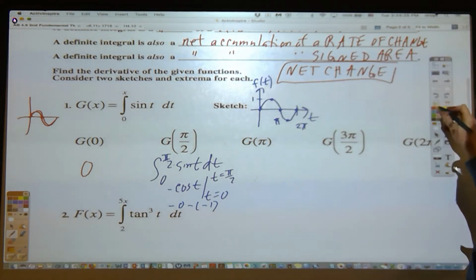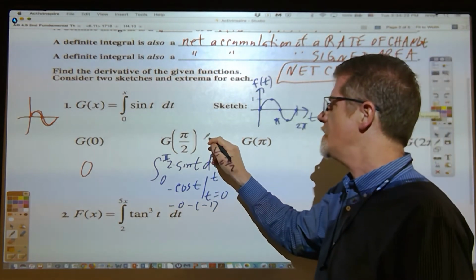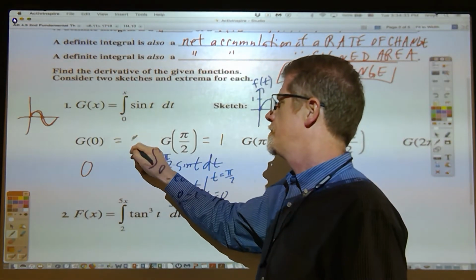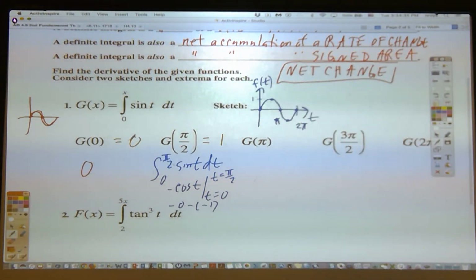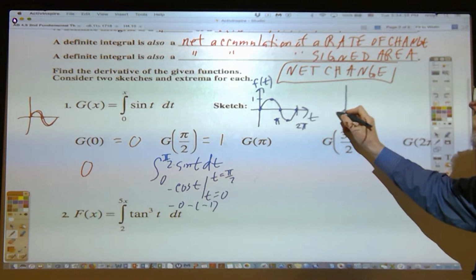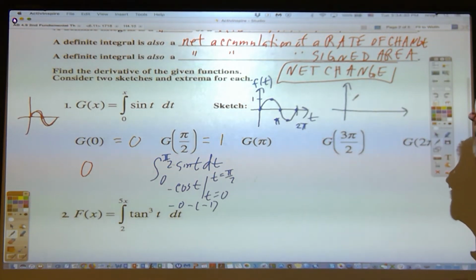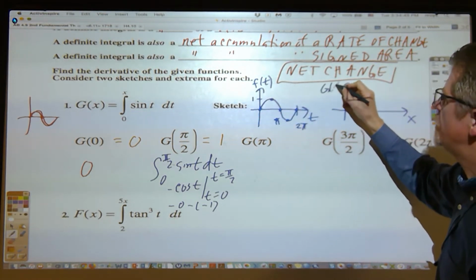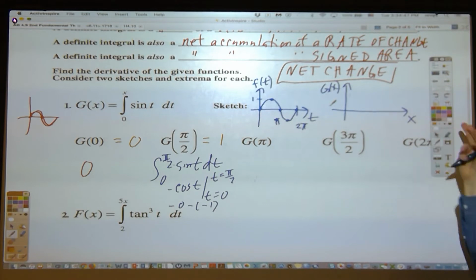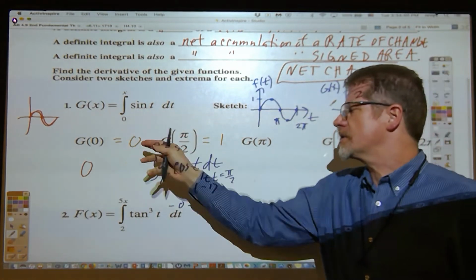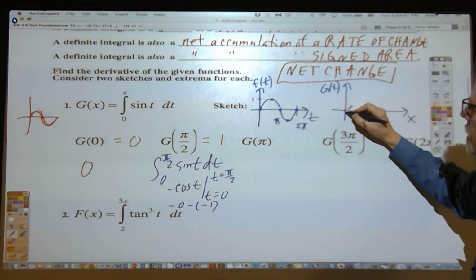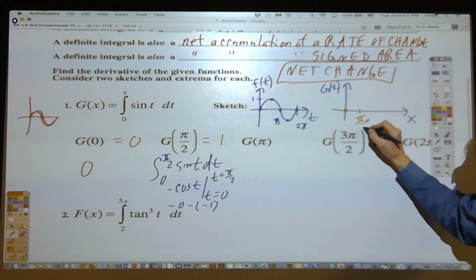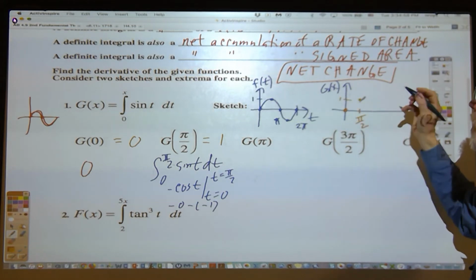So g of pi over 2, the amount of snow that's accumulated by the time we get to pi over 2 o'clock, is 1. So let's have another sketch forming over here. Let's take a look at the graph of capital G of x on the vertical axis, and x here, let's plot the point 0, 0. And then by the time we get to time pi over 2 o'clock, we're up to 1 inch of snow on the ground.